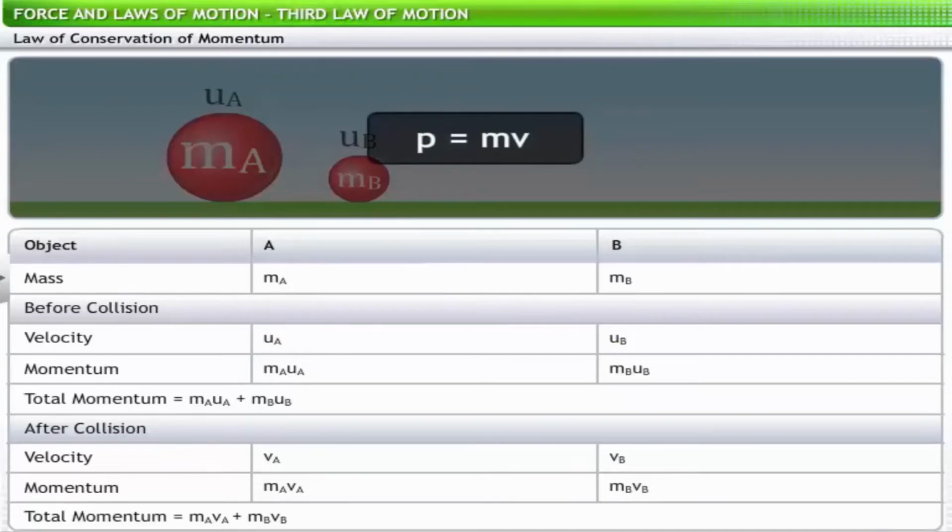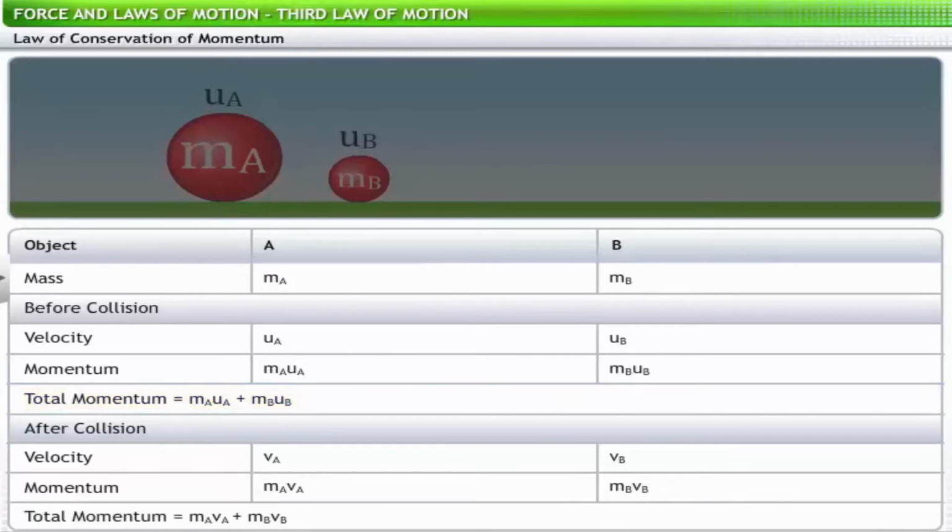Momentum of an object is the product of its mass and velocity. Therefore, the momentum of each sphere is mass times its velocity. Assuming there are no external forces, the total momentum in the system will be equal to the sum of the momentum of both the spheres.